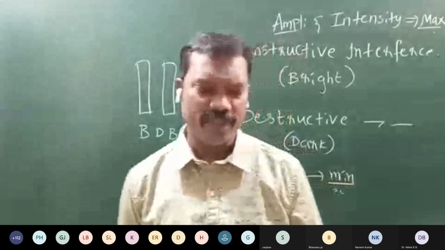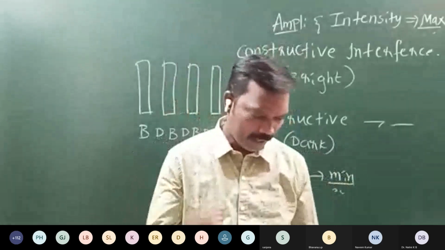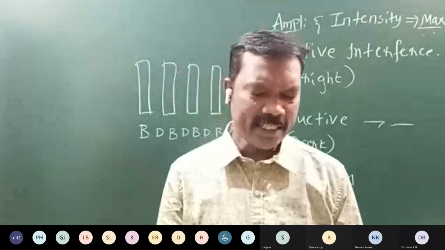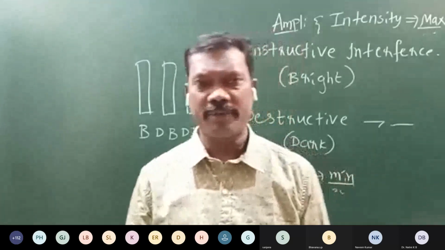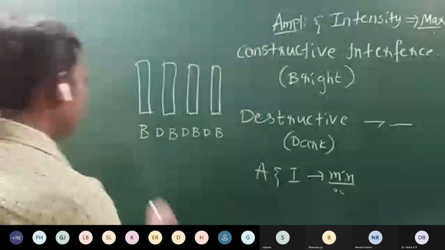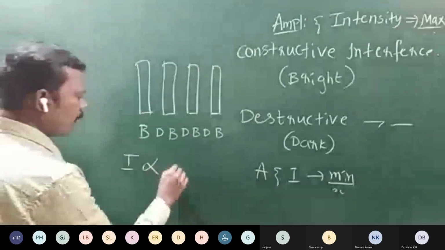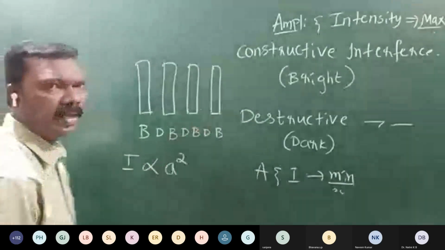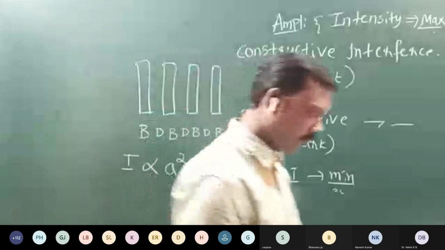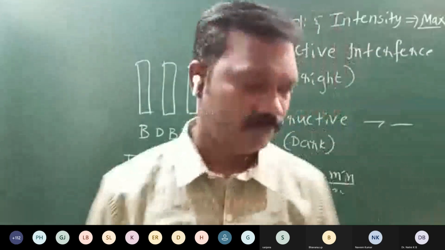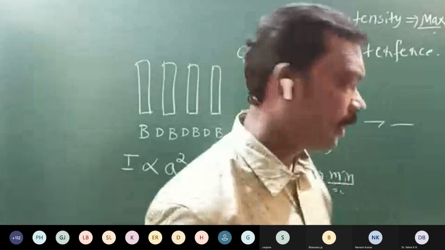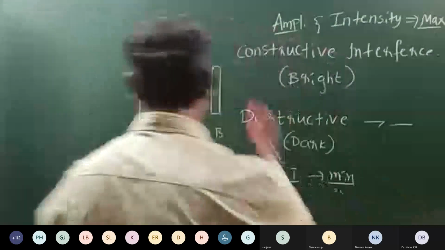Interference is obtained only with coherent sources. Next, the intensity of the wave is directly proportional to the amplitude of the wave. And the important formula is that I is directly proportional to the square of the amplitude. So I is proportional to A squared.